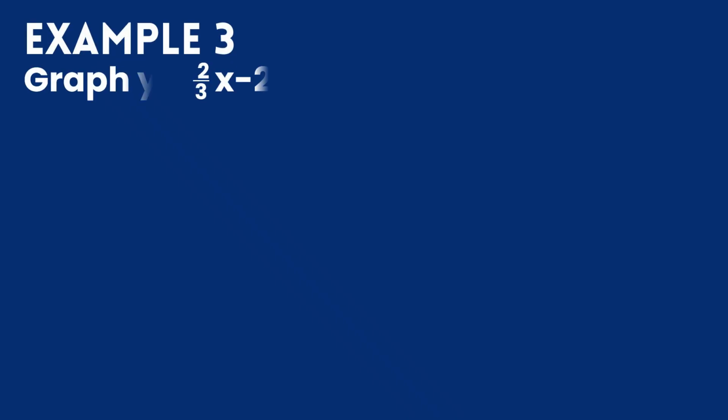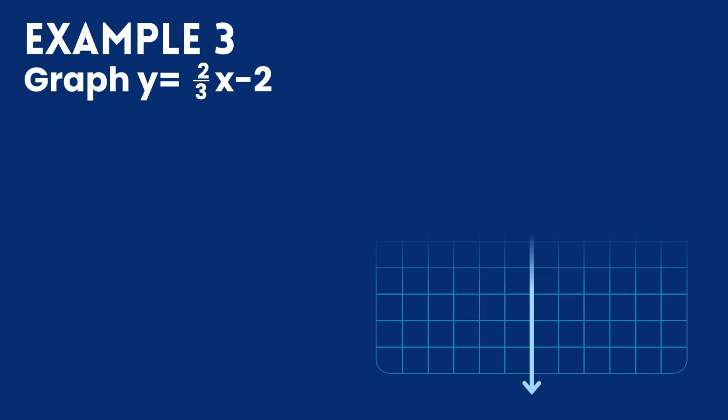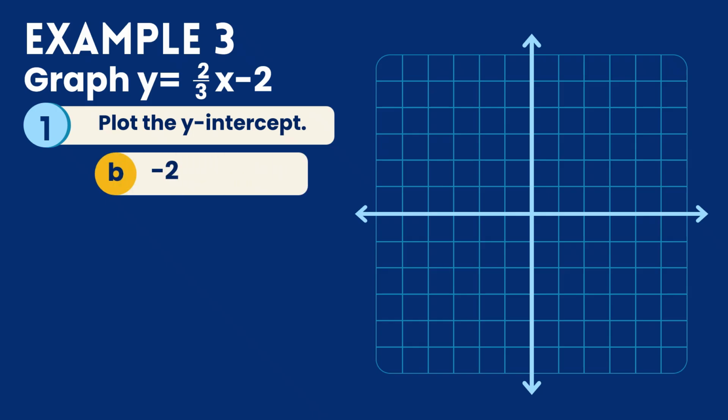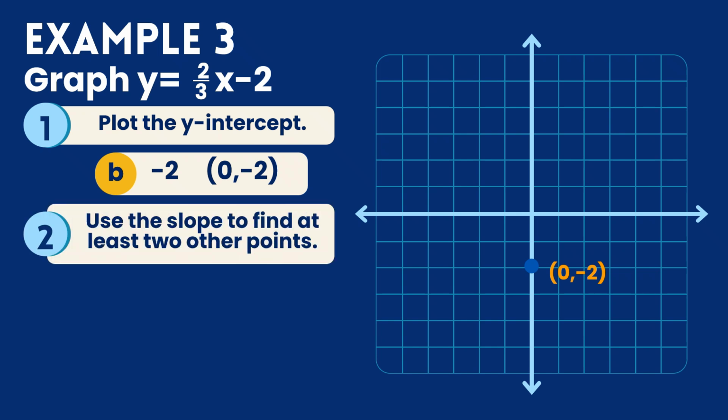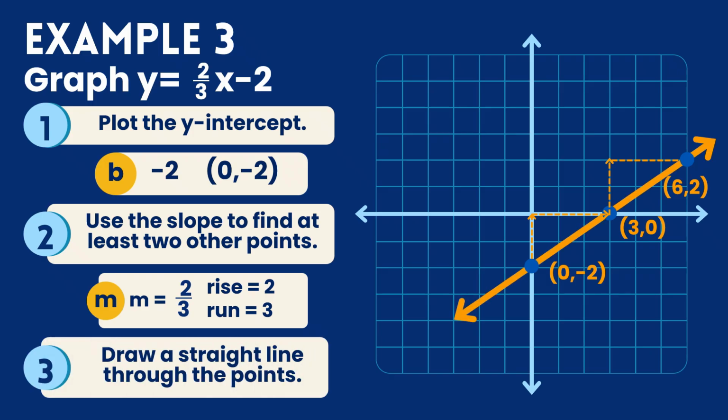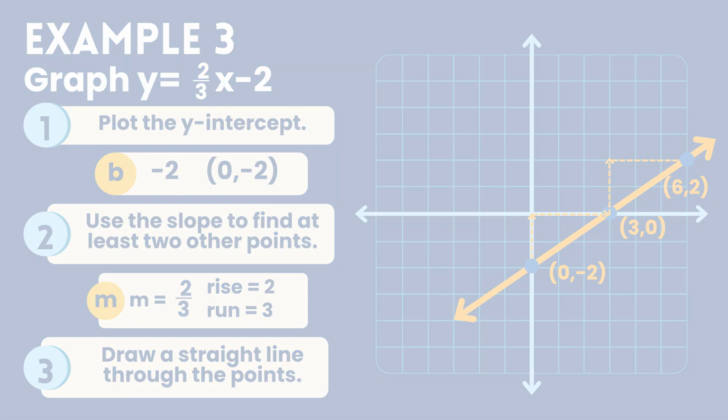Example 3. Graphing the line y is equal to 2/3 x minus 2. First, start by plotting the y-intercept, which is b is equal to negative 2, giving the point (0, -2) on the y-axis. Next, use the slope 2/3, which means 2 units up and 3 units to the right to find another point on the line. You can repeat this step to get more points for accuracy. Finally, connect the points with a straight line to complete the graph of y is equal to 2/3 x minus 2.